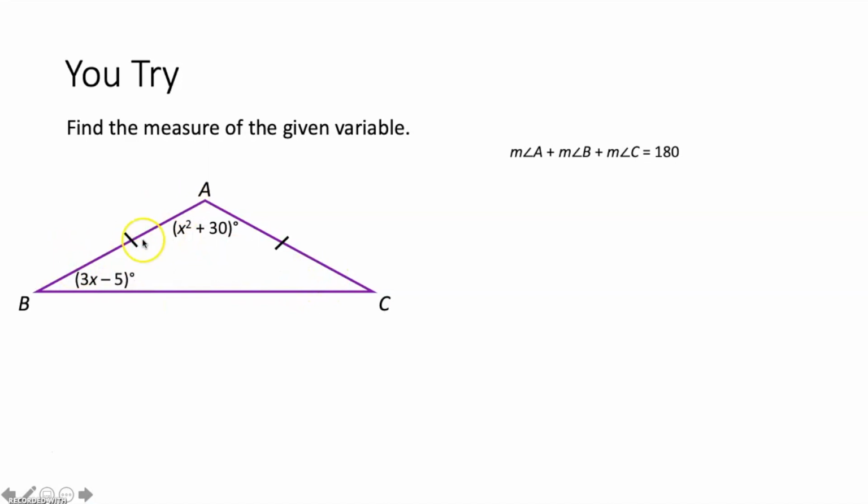I do know that segment AB is congruent to segment AC, which makes this an isosceles triangle. So by the isosceles triangle theorem, the base angles, the two angles that are opposite the congruent sides, must be congruent. So angle B must be congruent to angle C. So the measure of angle B is 3x minus 5, meaning that the measure of angle C must also be 3x minus 5. So now I can plug those in for what they're equal to up here in our equation. X squared plus 30 goes in for the measure of angle A, 3x minus 5 goes in for the measure of angle B, and the measure of angle C. Now I need to solve for x, so I combine like terms.